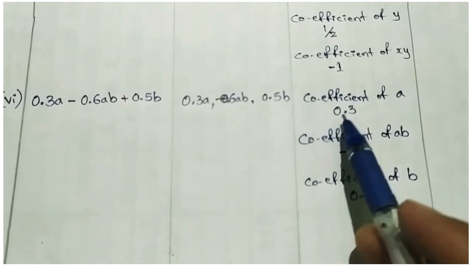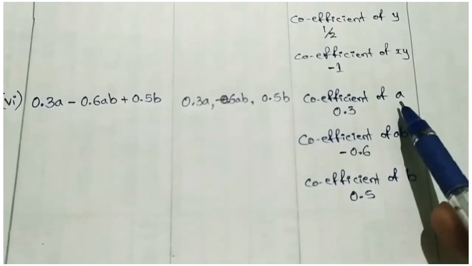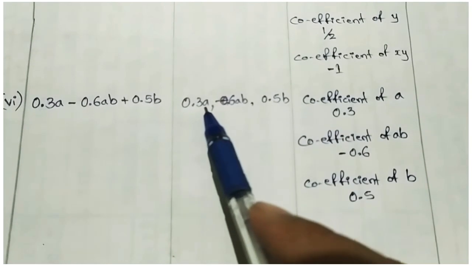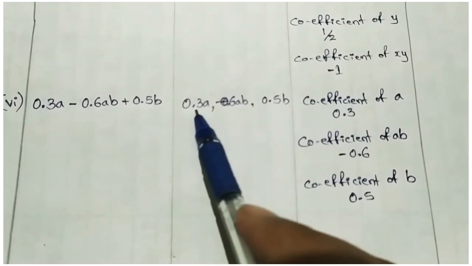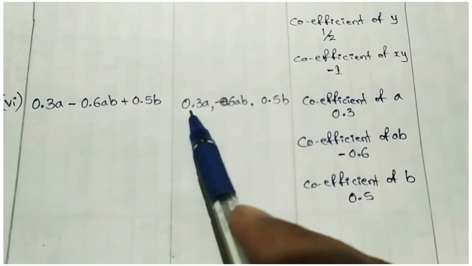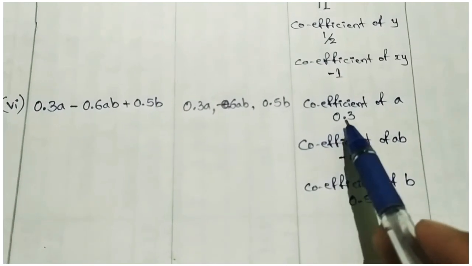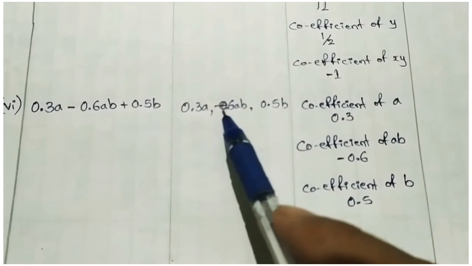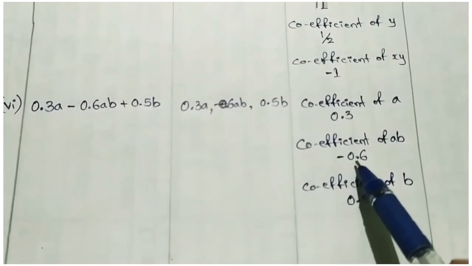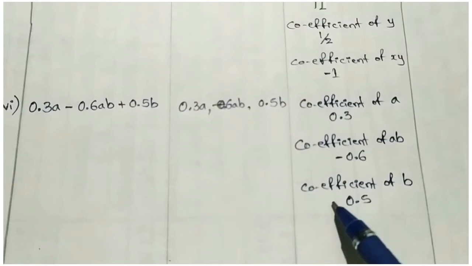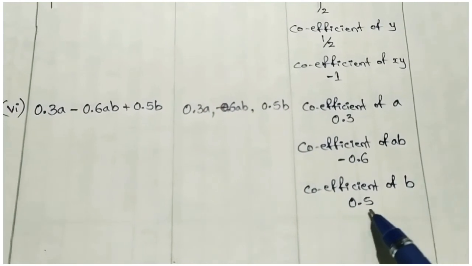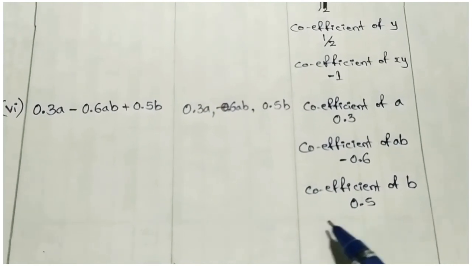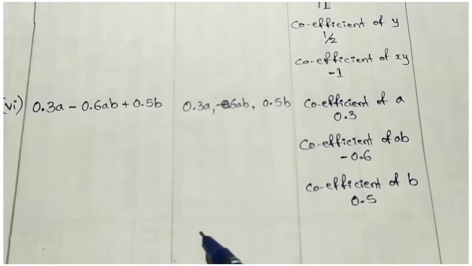So now coefficients: coefficient of a will be what? Numerically, that is 0.3. So coefficient will be 0.3. Next, coefficient of ab is minus 0.6, and coefficient of b will be 0.5. Okay, so like this you have to do the other 3.